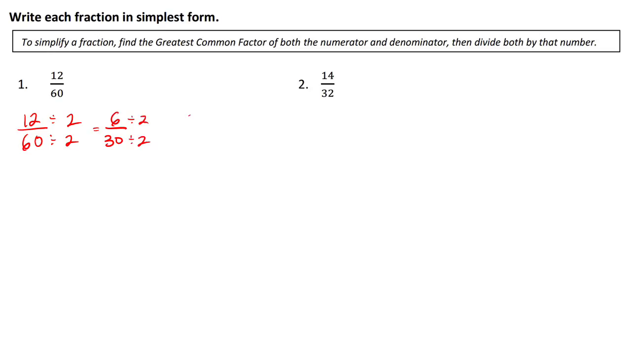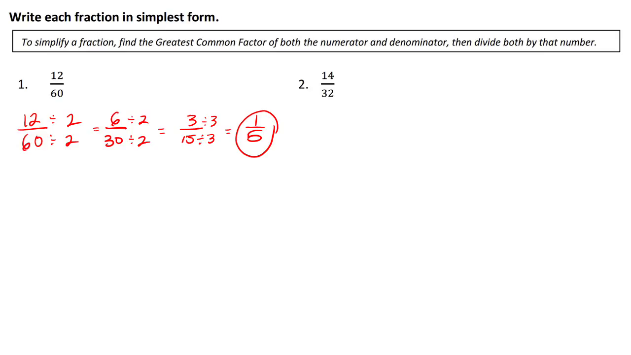So 6 divided by 2 is 3. 30 divided by 2 is 15. And we are so close to being done here, we know that we can divide the top and bottom by 3 to end it. So this simplifies all the way down to 1/5.